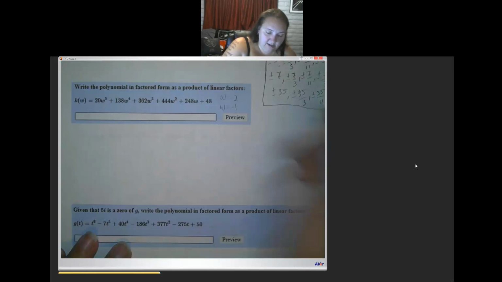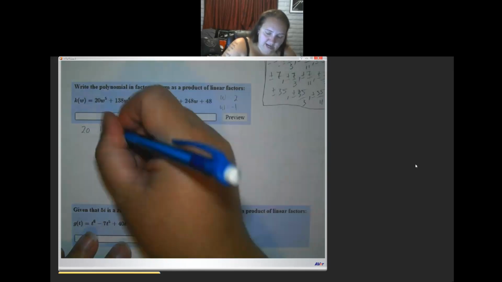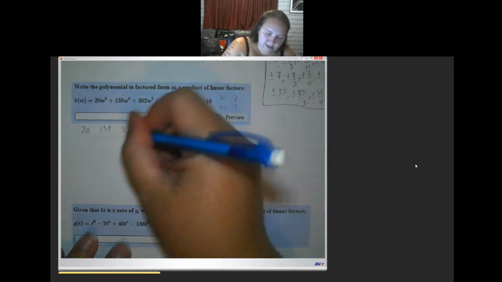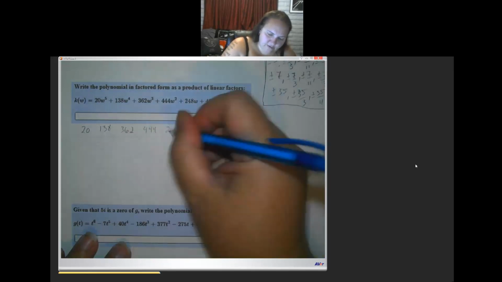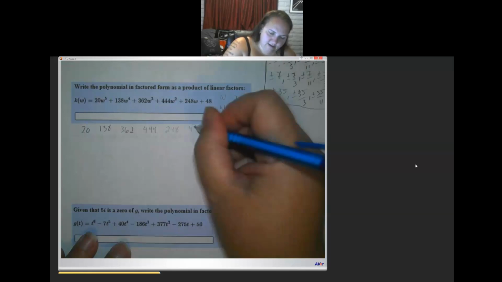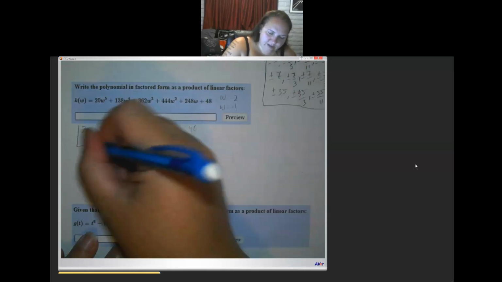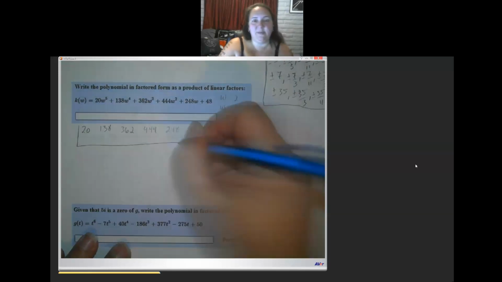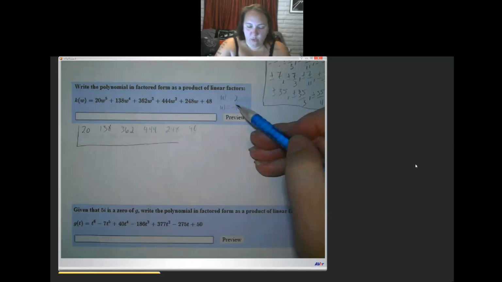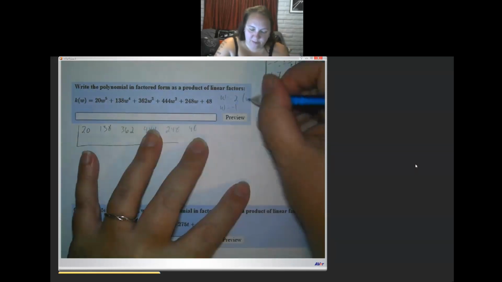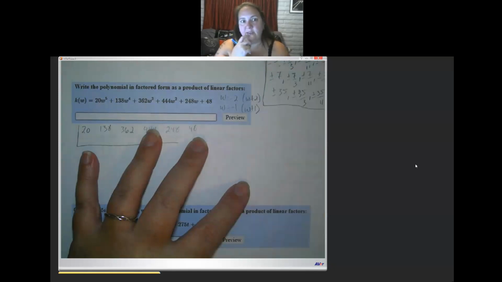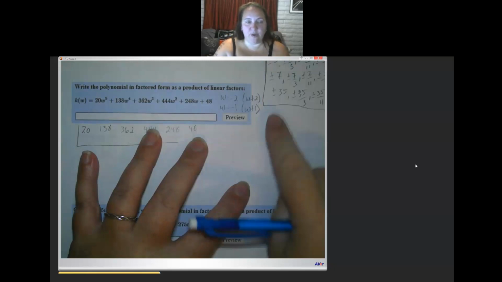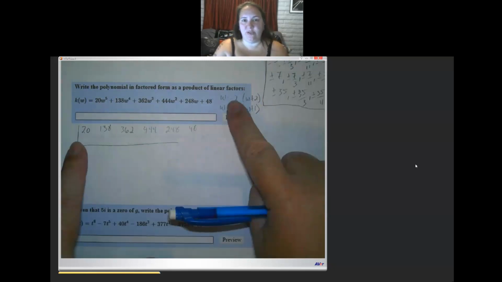So 20, 138, 362, 444, 248, 48. Now, keep in mind that w equals -2 would be a factor of w plus 2. This will be a factor of w plus 1. So when we put our numbers out here for synthetic division, you use this number.